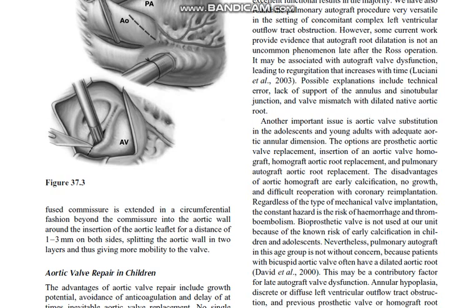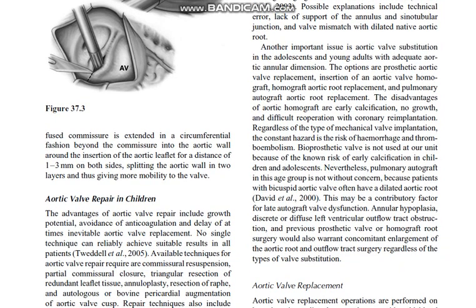Bioprosthetic valve is not used at our unit because of the known risk of early calcification in children and adolescents. Nevertheless, pulmonary autograft in this age group is not without concern because patients with bicuspid aortic valve often have a dilated aortic root. This may be a contributing factor for late autograft valve dysfunction. Annular hypoplasia, discrete or diffuse left ventricular outflow tract obstruction, and previous prosthetic valve or homograft root surgery would also warrant concomitant enlargement of the aortic root and outflow tract surgery regardless of the types of valve substitution.